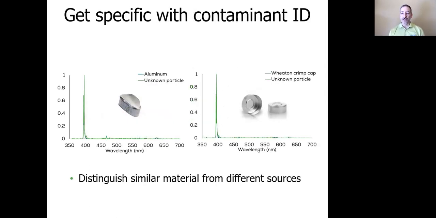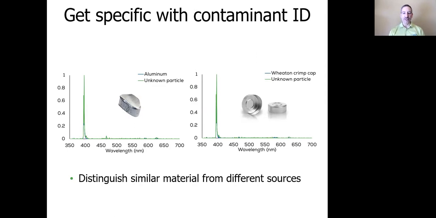The instrument comes with reference spectra. Aluminum is a common metal, of course, and it shows up in manufacturing, so that is a reference material. We can compare that to other sources of aluminum, such as this Wheaton crimp cap. If we have a fragment of that in the solution, we can pick it up by LIBS, and it will do a match with the aluminum. But it could also do a tighter match if we're concerned not just about what it is, but where it's coming from.